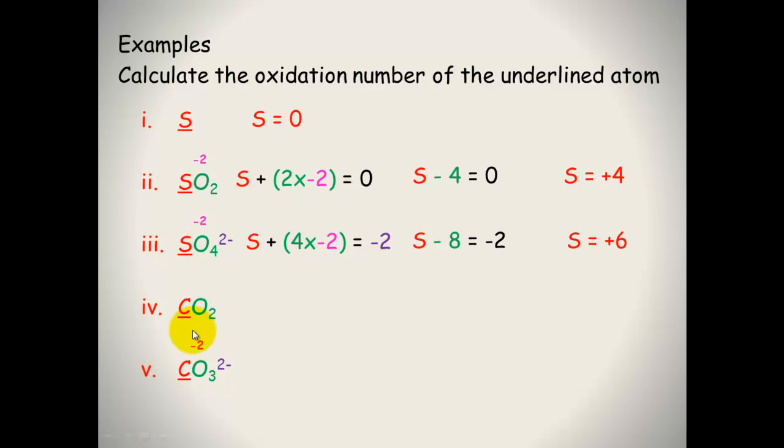Let's have a look at carbon. Carbon is also a non-metal, so no rule applies here to carbon. So we need to calculate the oxidation number based on the oxygen that it's combined with. Oxygen has an oxidation number of -2, so carbon's oxidation number plus 2 times oxygen, which is -2, will equal 0. 2 oxygens times -2 equals -4. So carbon minus 4 equals 0. Carbon has an oxidation number of +4.